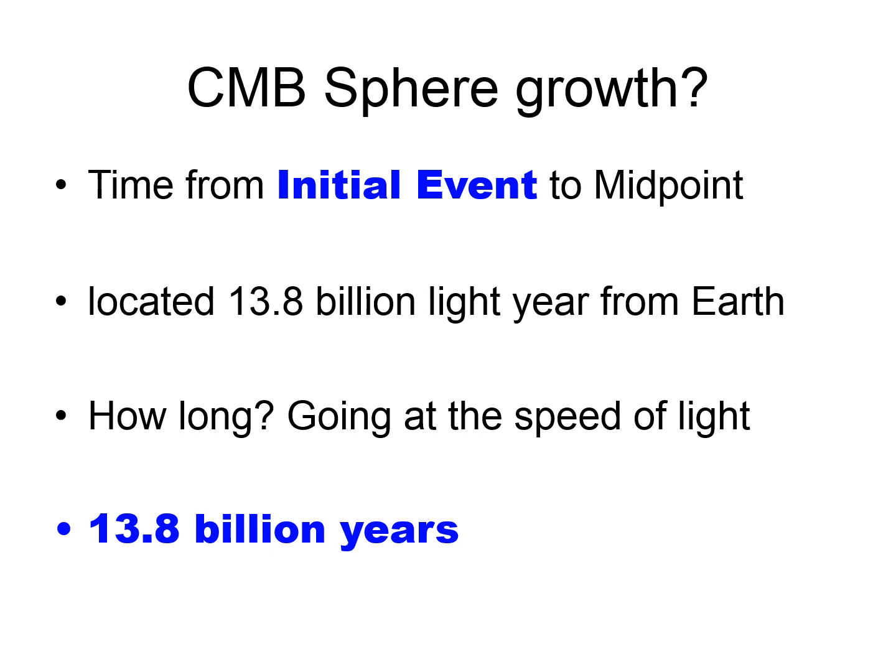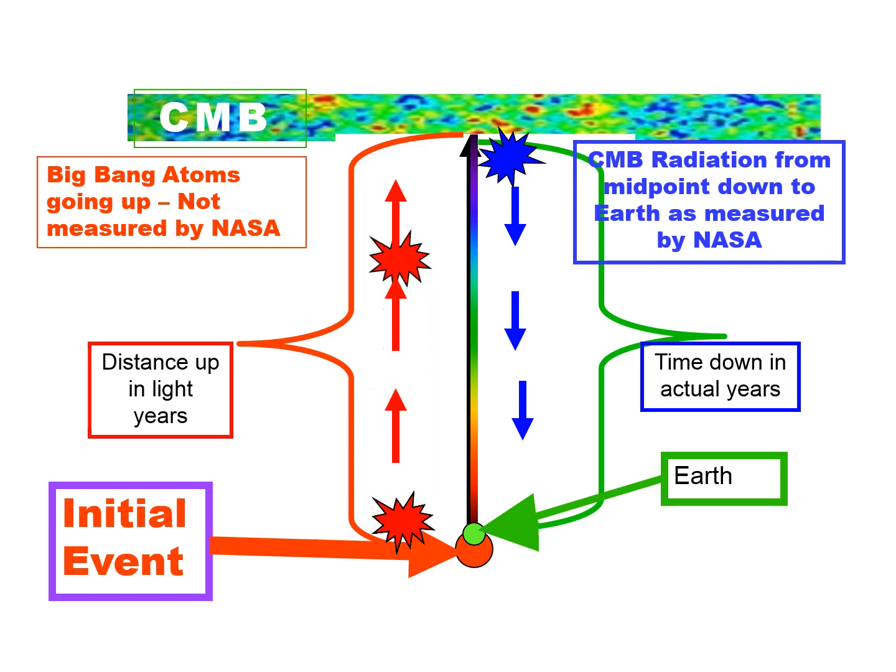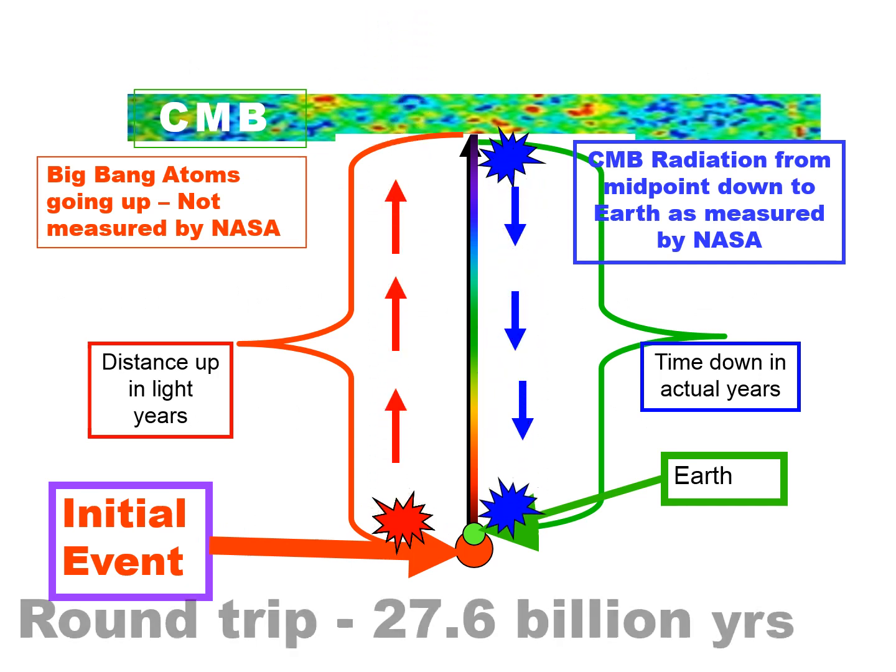13.8 billion years. Atoms travel out 13.8 billion years from the initial event epicenter, and radiation returns 13.8 billion years from the CMB field, the midpoint of its travels. That equals 27.6 billion years elapsed since the initial events. This is the age of all atoms. This is the age of our universe, 27.6 billion years.